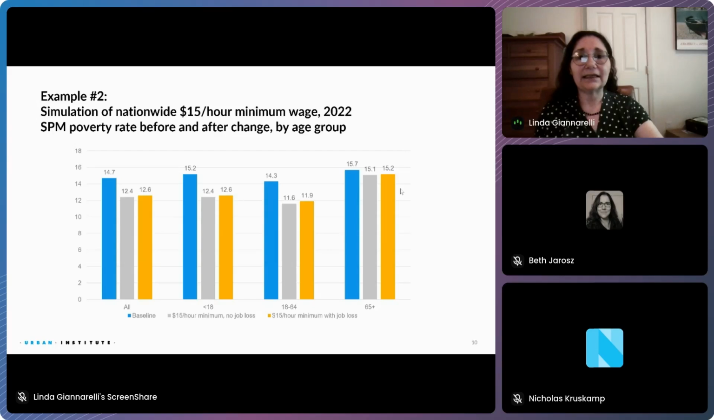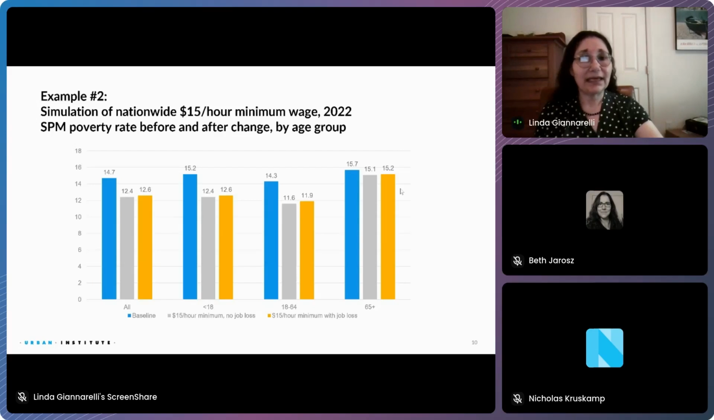And there's two reasons for that. One is that in order to benefit from a $15 an hour minimum wage, you have to be working. And a lot of families with below poverty resources, and kids in families with below poverty resources, are not working or are not working full year.